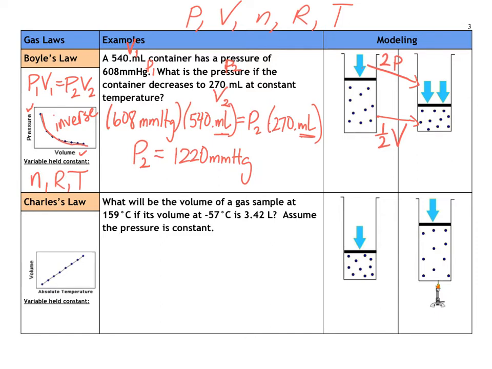Charles' law is a volume to temperature relationship. So V1 over T1 equals V2 over T2. So you'll notice graphically that temperature is related to volume. Now, volume is dependent on absolute temperature. So what does that mean? Temperature has to be in a unit called Kelvin.